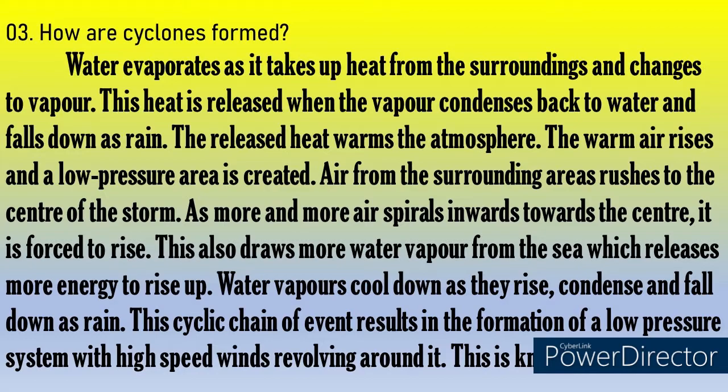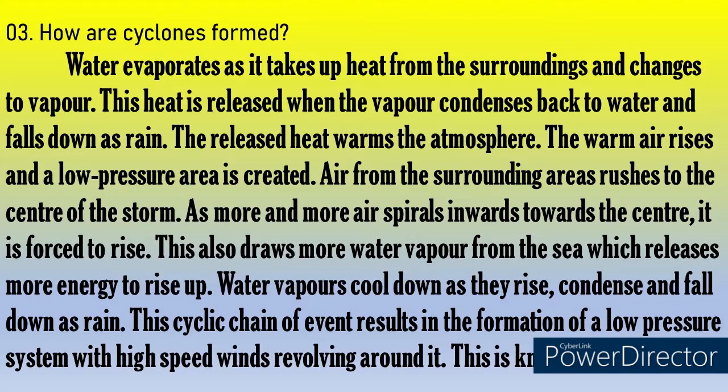When the clouds condense to form rain, condenses means cools. So when the clouds cool to form rain, you come across heat being released. This is the second sentence. This heat is released when the vapor condenses back to water and falls down as rain. Can you understand this? Water evaporates and moves upwards and forms clouds. And again, when the clouds start to condense, that is vapor becomes water, at the same time heat is released there.